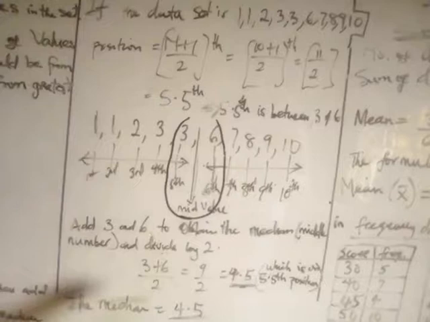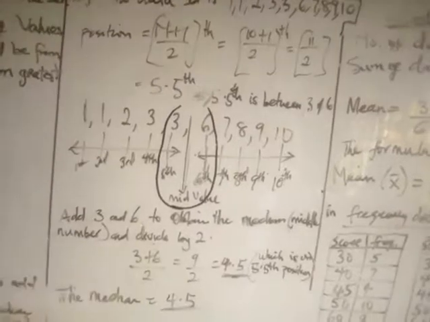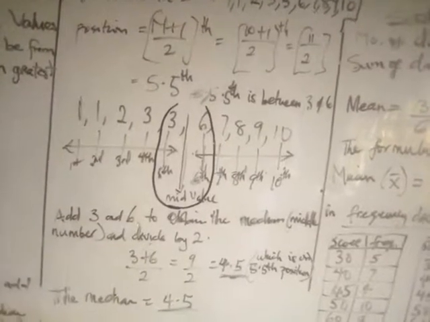So 3 plus 6 will give you what? 9 divided by 2. 9 divided by 2 will give 4.5. So which is on the fifth? That 4.5 value is on the 5.5th position. Do you get that now? So the median is actually 4.5.